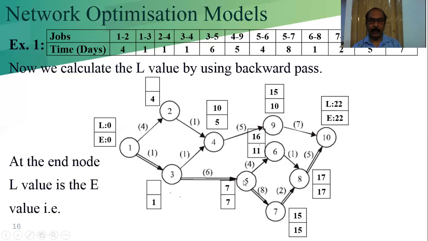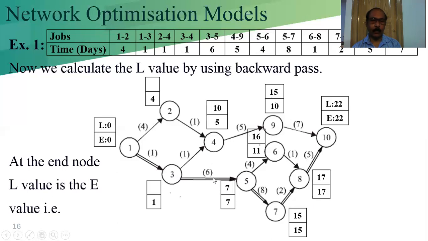So 5 is the predecessor of events 6 and 8, so we are getting two values. From these two values we have to collect the minimum one. The minimum is 7, that is, L5 equals 7. As soon as we get L5, we can easily calculate L3.